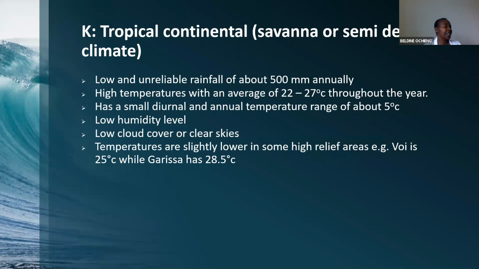So very fast you will know that humidity is low. That is a fact. Then clear skies. Those ones you cannot miss. Temperatures are high because of where it is placed. Then obviously rainfall is unreliable and it is low, about 500 millimeters. We go to the next one.